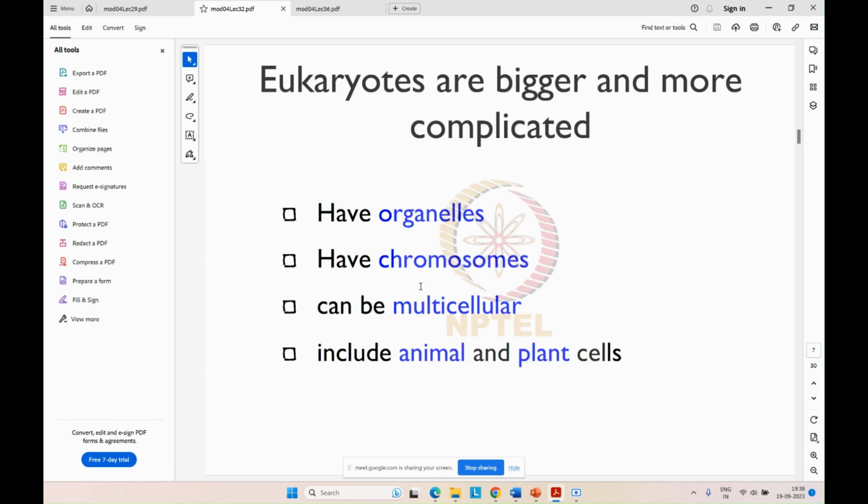Eukaryotes have a larger size as compared to prokaryotes. They have membrane-bound organelles. They have a defined nuclear structure. They have chromosomes, chromatids, etc. They can be social, and they can be present in a multicellular fashion, more as compared to prokaryotes. When you think about eukaryotes, you have plant cells, you have animal cells, you have fungal cells.